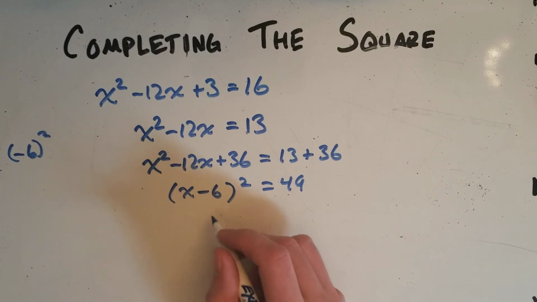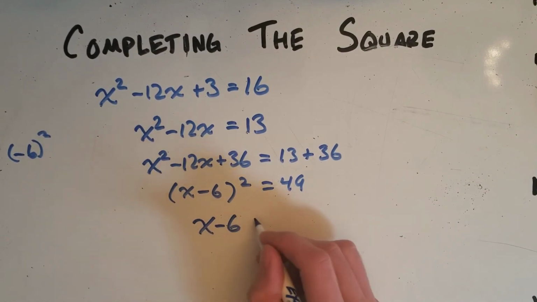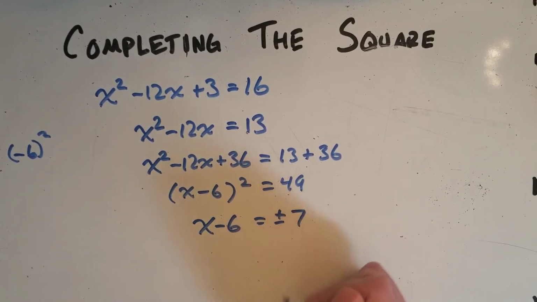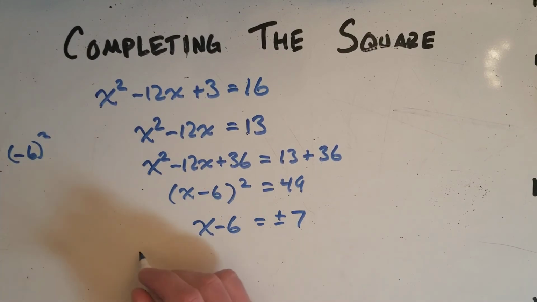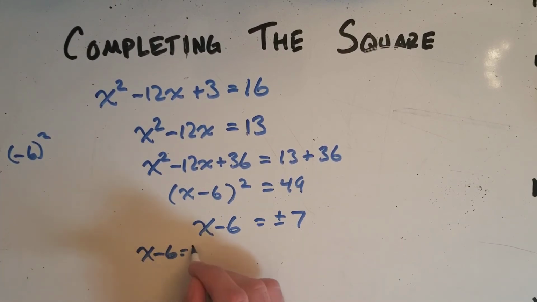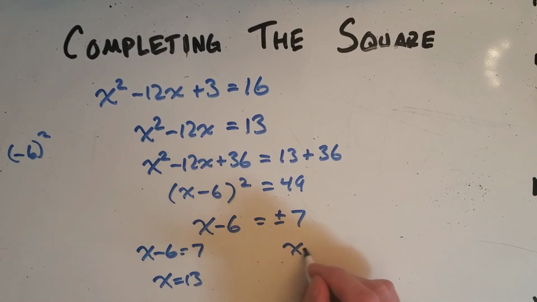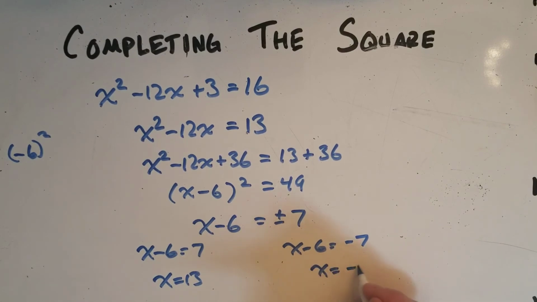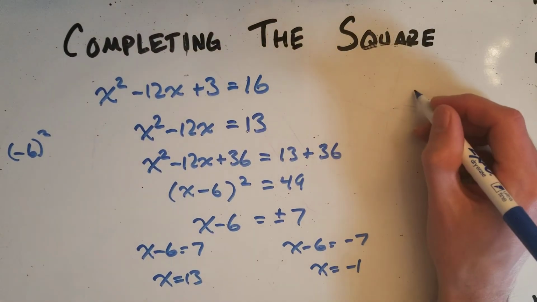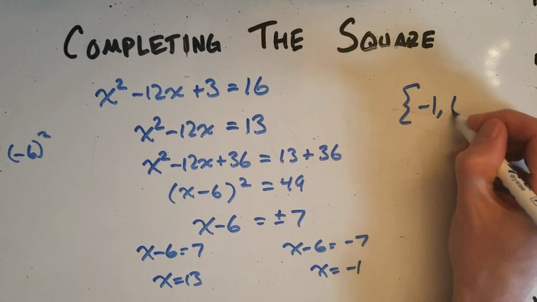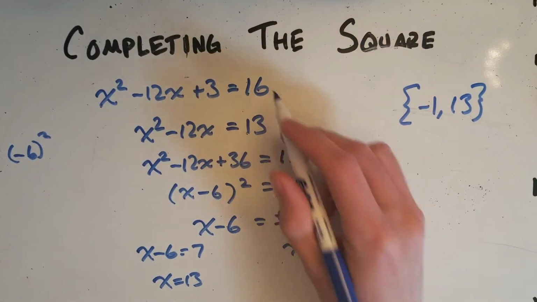Now we can take the square root of both sides, so you'll end up with x minus 6 equals plus or minus 7. So we have two cases. X minus 6 is equal to 7, in which case x equals 13. Or you have x minus 6 equals negative 7, in which case x equals negative 1. So your solutions here are negative 1 and 13. That would solve this equation.